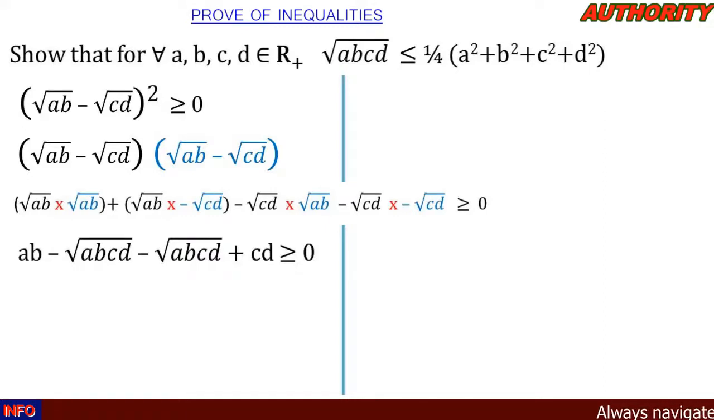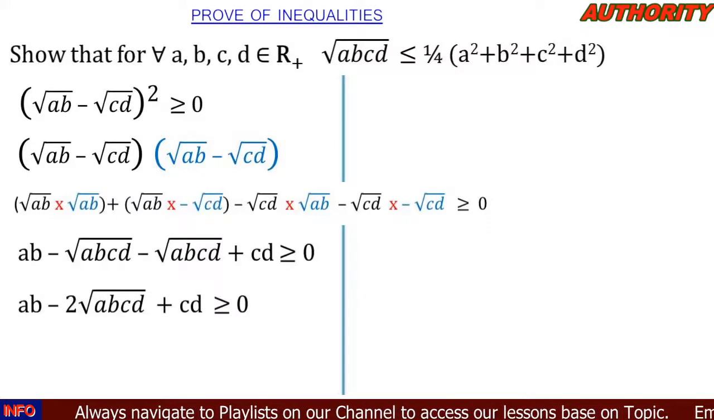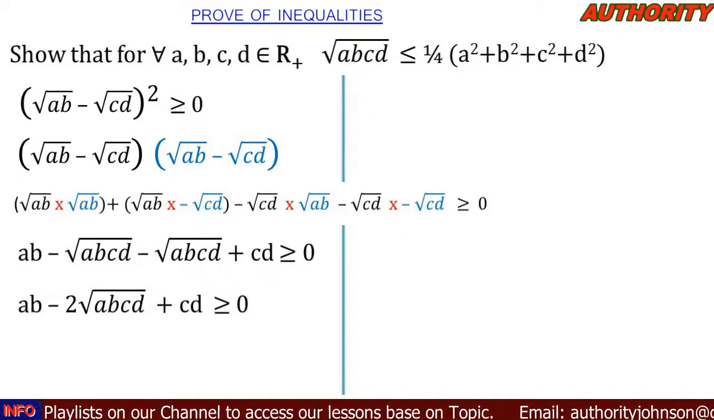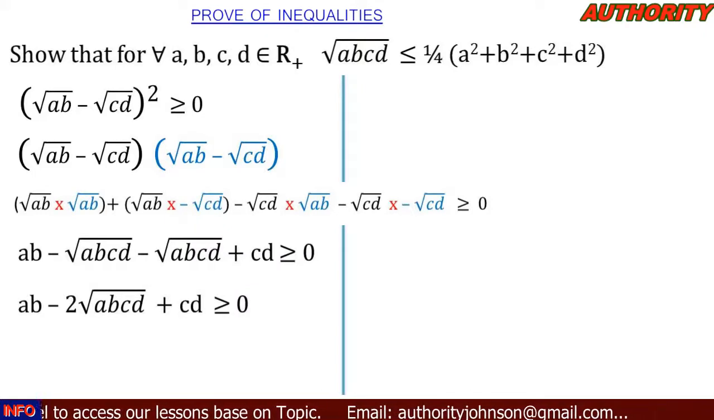Then we have greater than or equal to 0. All right. Here in this middle term, we have minus root ABCD minus root ABCD. They are just two things and they are the same. So we can simply say 2 of root ABCD. So we have AB minus 2 of root ABCD plus CD is greater than or equal to 0.